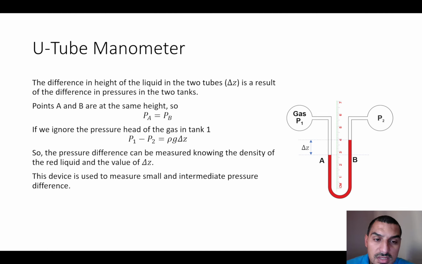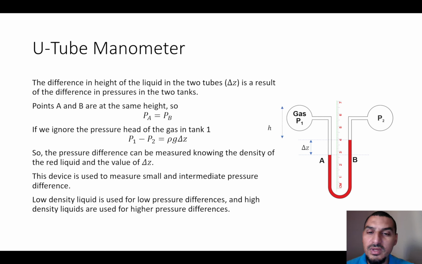The manometer is usually used to measure a small to intermediate difference in pressure. If it's a high pressure difference, it might not be practical, because if it's a very big pressure difference, then the manometer fluid will be pushed all the way down here and all the way up here, and it can reach the other container. If it reaches the other container, then it's not working.